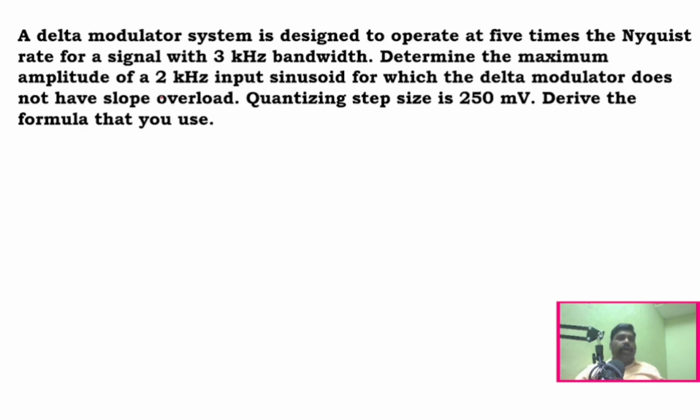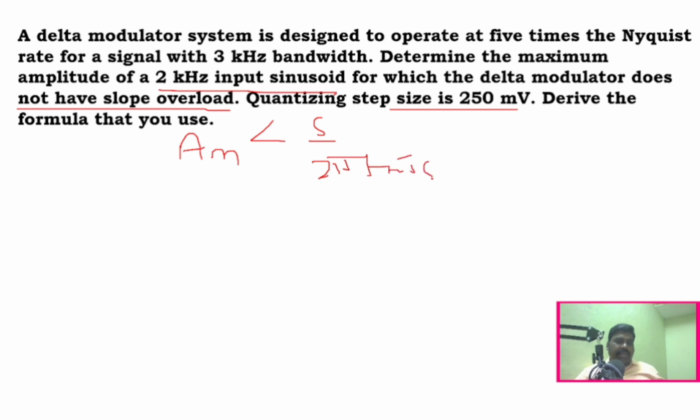Now we'll see the next problem. A delta modulator system is designed to operate at 5 times the Nyquist rate for a signal with 3 kilohertz bandwidth. Determine the maximum amplitude of a 2 kilohertz sinusoid for which the delta modulator does not have slope overload error, and what is the quantization step size? We need to find out the maximum amplitude. We know that maximum amplitude is equal to del by 2 pi fm Ts, and they have already given the step size directly.